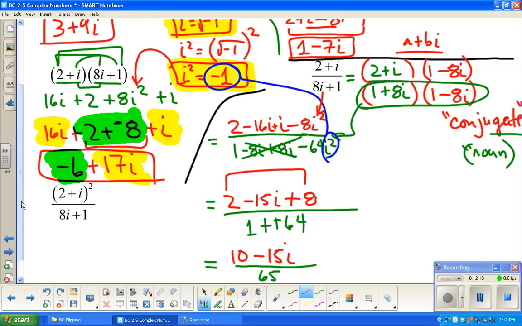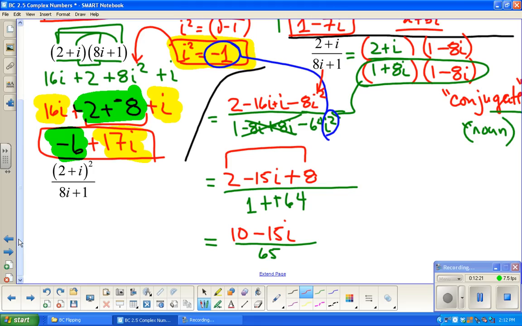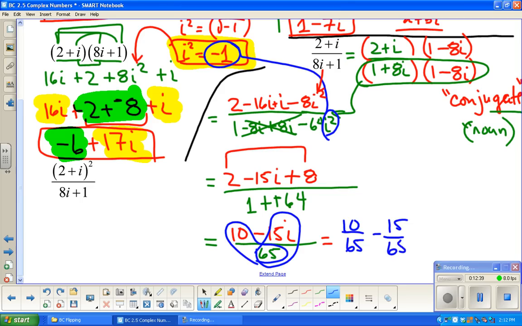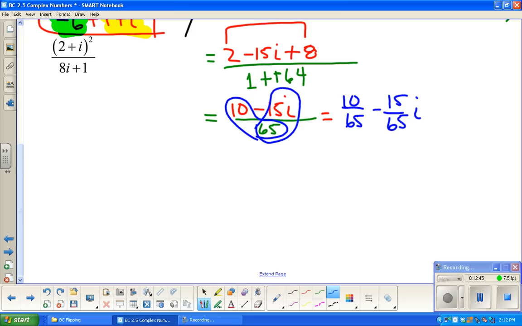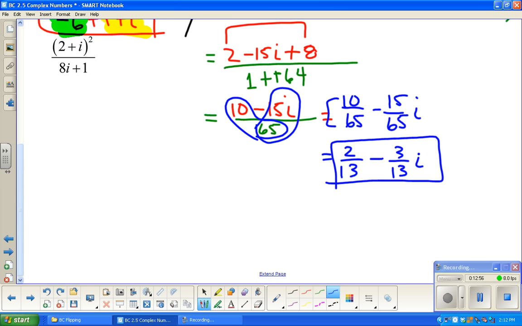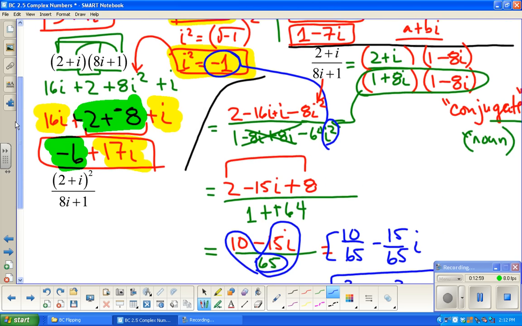minus 15i. Okay, now the only other thing that we need to worry about here is that this is still not in a plus bi form. Both 10 and negative 15i are being divided by 65, so what I'm going to do is break this up. So this is now 10 over 65 minus 15 over 65i, and I got one more thing I can do, and that's reduce that. There's a factor of 5 in both of these, so this becomes 2 over 13 minus 3 over 13i. This is a plus bi form. This is the final answer for that.